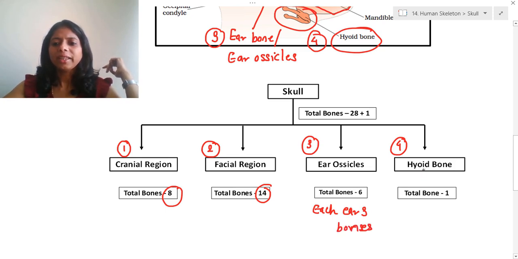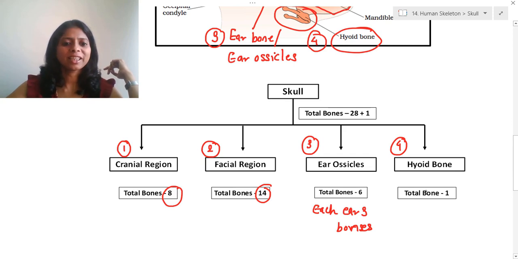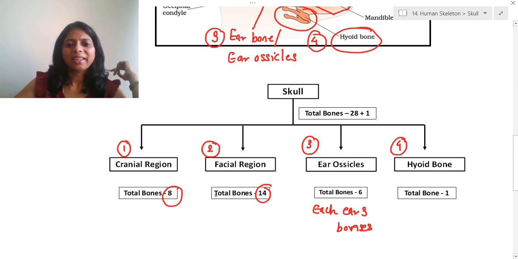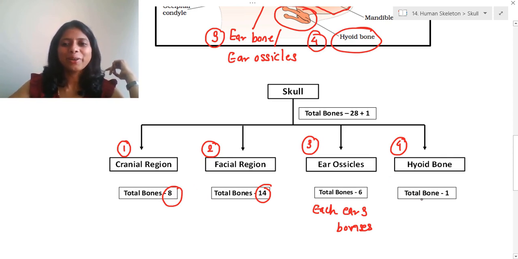Now the next one is the hyoid bone, which is a single one. So all together 14 plus 6 is 20, 20 plus 8 is 28, plus 1 hyoid. So these are the different bones which are included in the skull region, our head region, whatever region is above our neck. Clear about it?